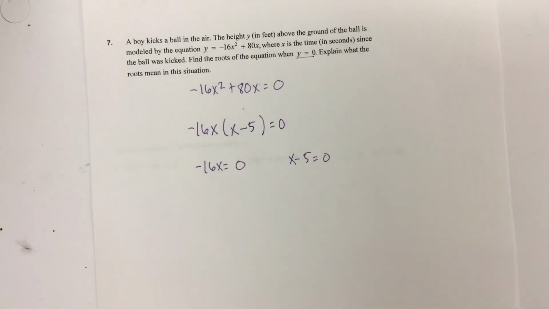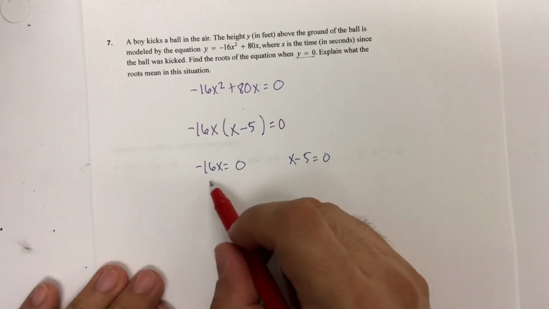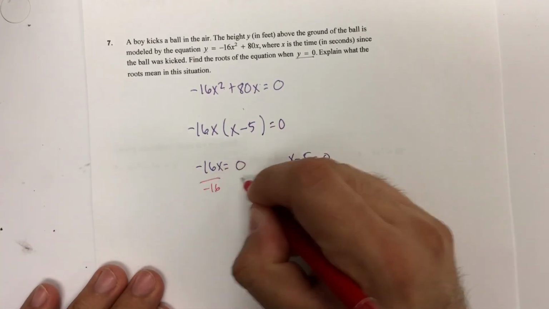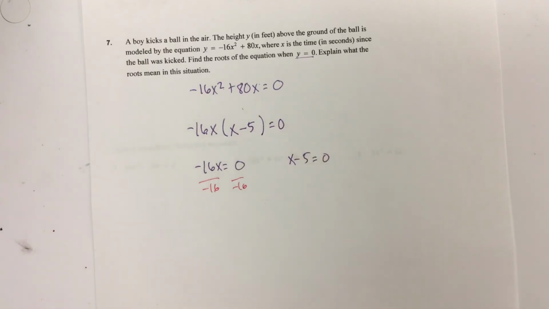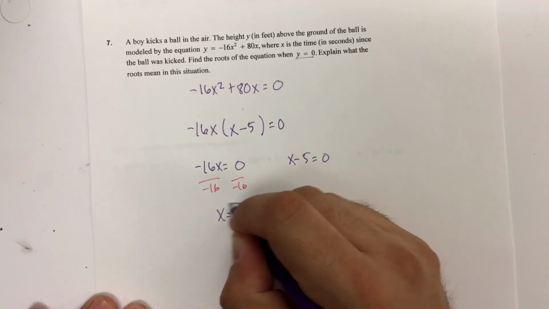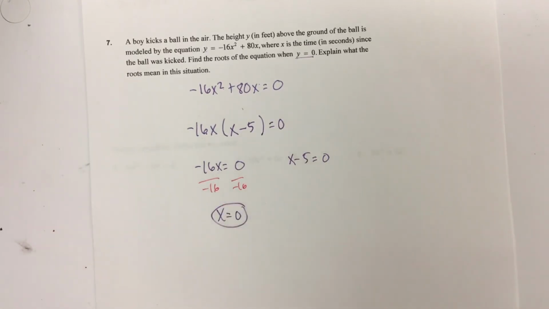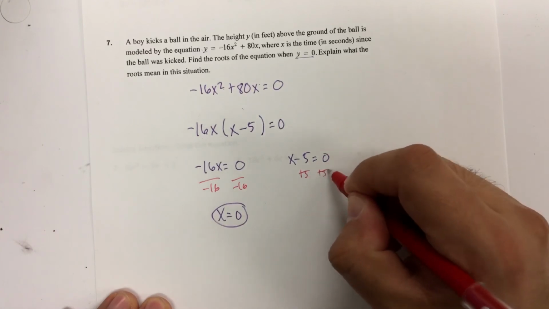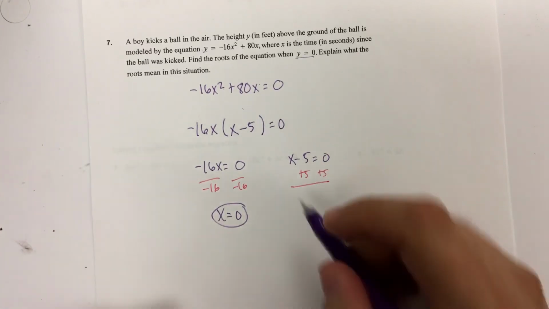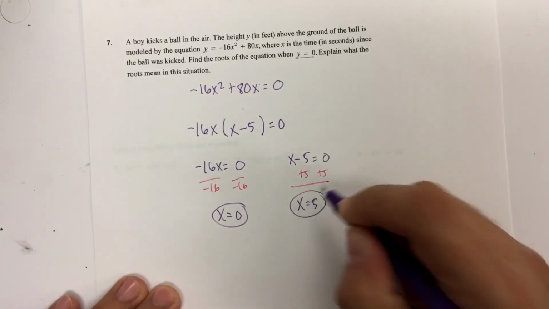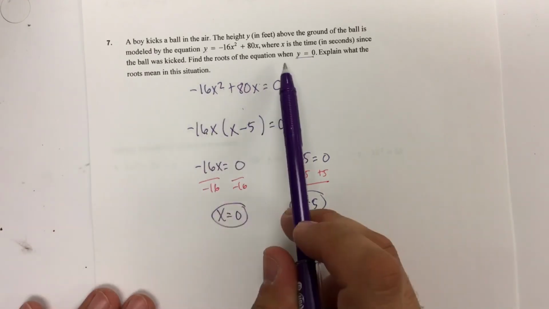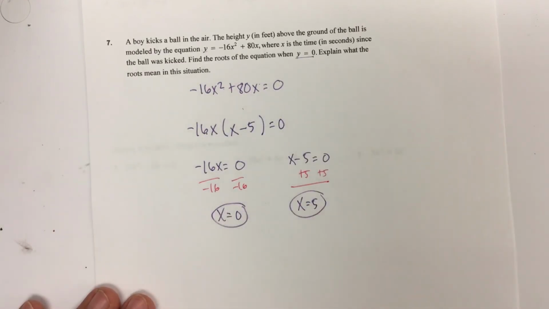For the first one, to solve this, we just divide by negative 16. And we get that x is equal to 0. And for my second one, I add 5. And x is equal to 5. So these are my two roots. It says to find the roots of the equation when y equals 0. Explain what the roots mean.